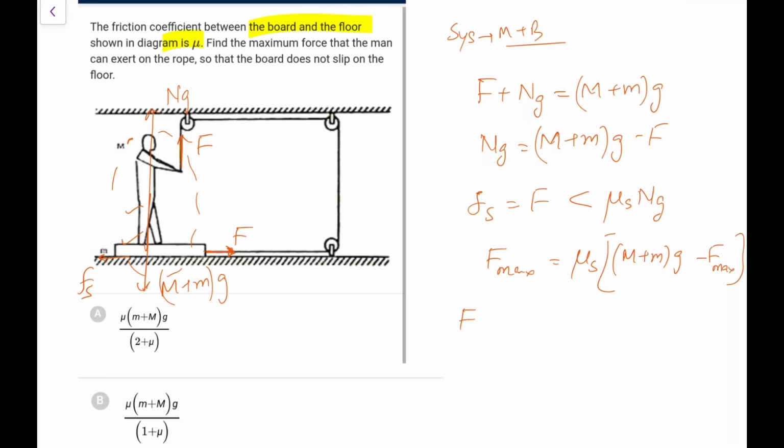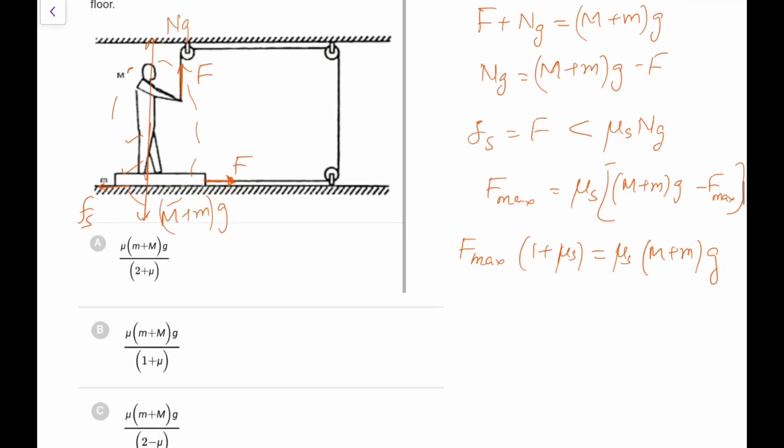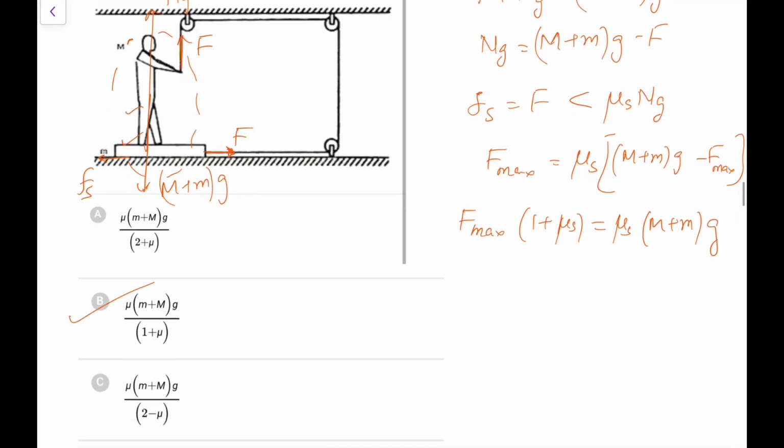So what we will have, F max into (1 plus mu s) is equal to mu s into (M plus m)g. So what we are left with is F max equal to mu s (M plus m)g upon 1 plus mu s. You can go for option B here. That is the answer that you will tick.